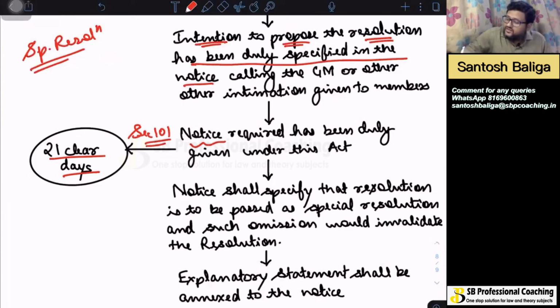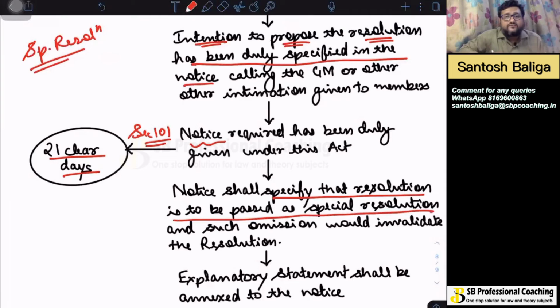Okay. The notice shall specify the resolution to be passed as special resolution. It should be clearly specified that it is a special resolution which is being proposed. And such omission would invalidate the resolution. If ABC company has given a notice to the shareholders, but has not specified a particular business item which was to be passed by special resolution, in that case, even if the special resolution is passed in the meeting, it will be invalid.